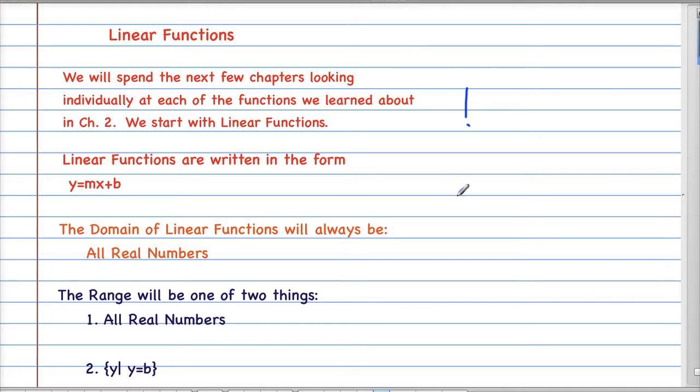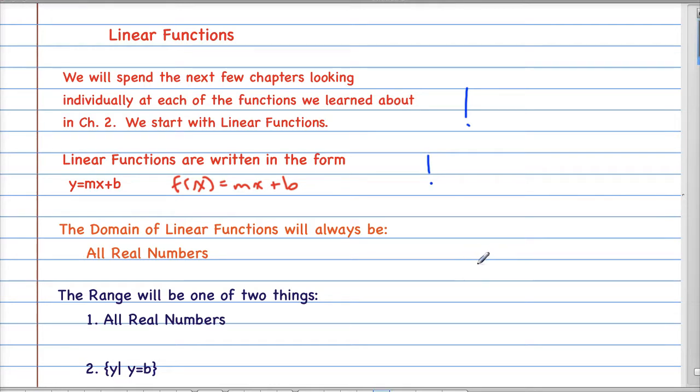And linear functions are written in the form y equals mx plus b, or you could say, since we're using function notation here, we're going to call this f of x equals mx plus b. So this is something that I'd want you to write down. In this case, y and f of x, whenever we see those, they're interchangeable. So you can write that down.